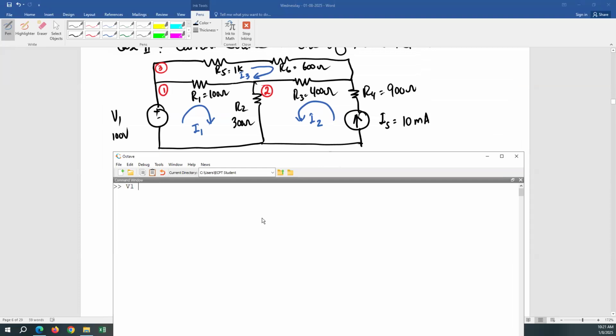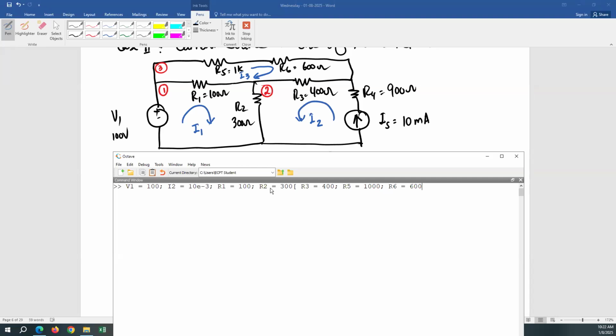Okay, so my V1 is equal to 100. And my I2 is 10 milliampere. R1 is 100. R2 is 300. R3 is 400. R5 is 1K. And R6 is 600, right?